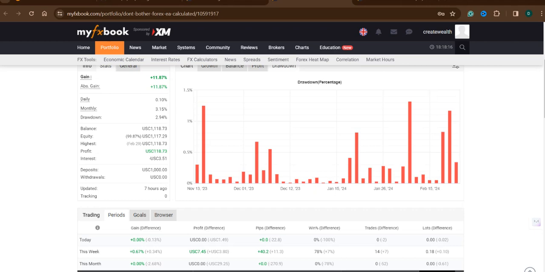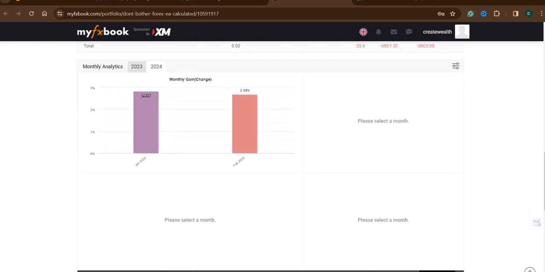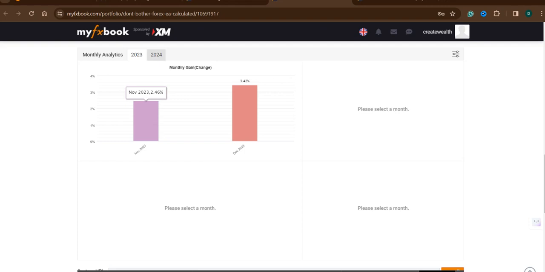Based on this, it is creating daily 0.10, monthly 3.15, and the maximum drawdown so far in the last 15 weeks is up to 2.94%. You can see this year we made 5.58%. And in 2023, in November we made 2.46, in December we made 3.42, in January 2.82, and in February 2.68, and today is 1st of March, so it has just started.